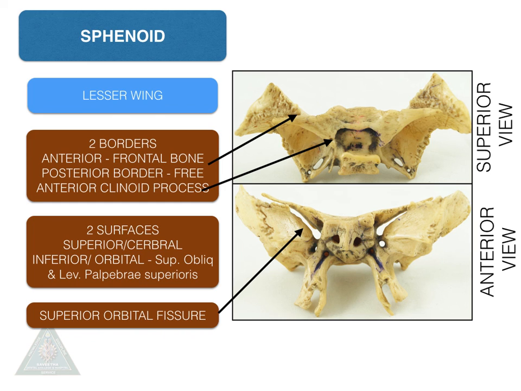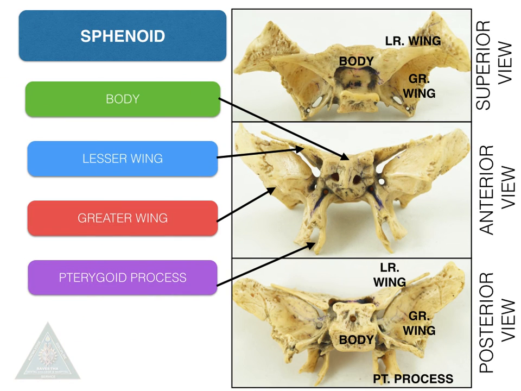The lesser wing has got 2 surfaces: the superior cerebral surface, which forms part of the anterior cranial fossa, and the inferior orbital surface, which forms part of the roof of the orbit. Here we have the origin of 2 muscles, the superior oblique and the levator palpebrae superioris. Between the lesser wing and the greater wing of sphenoid, we have the superior orbital fissure. These are the various features of the lesser wing.